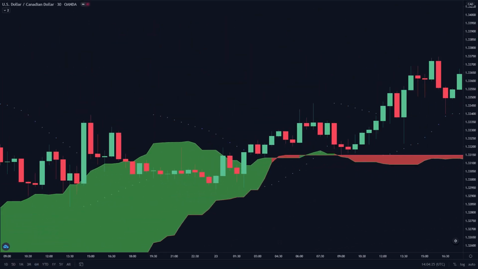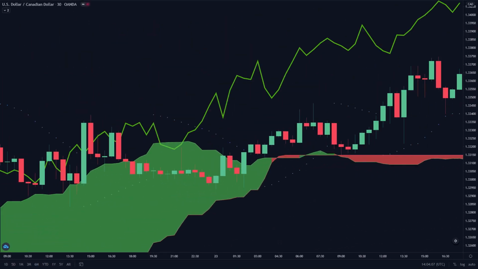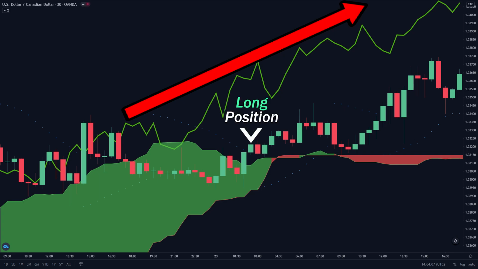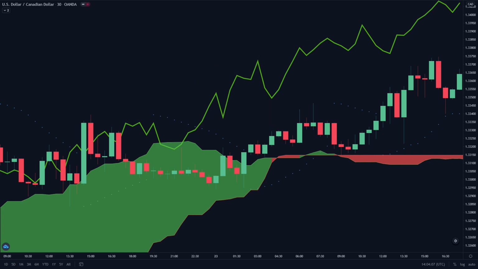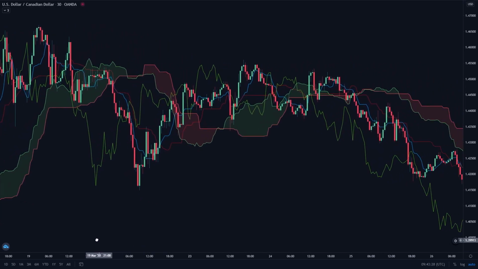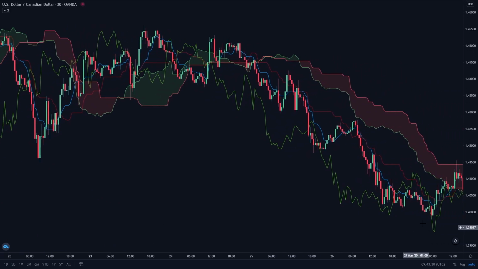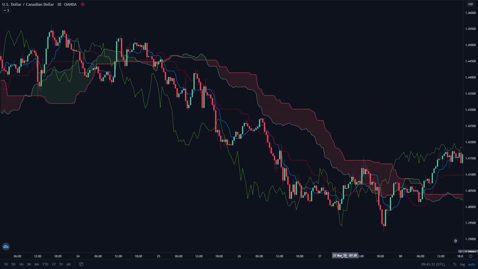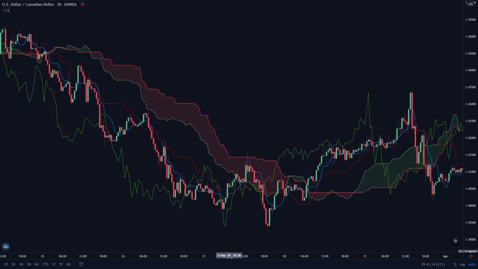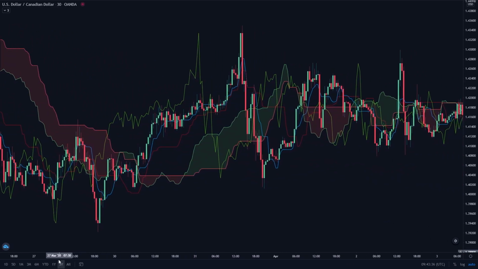So to further confirm the trend, you can add the lagging span to further confirm the overall trend direction. So if the Ichimoku parabolic SAR displays a long position while the lagging span is heading upwards, that is a good sign that the price is on an uptrend. So overall, the Ichimoku Clouds is one of those indicators that you can easily combine with other indicators. You can also utilize it with your current trading strategy.